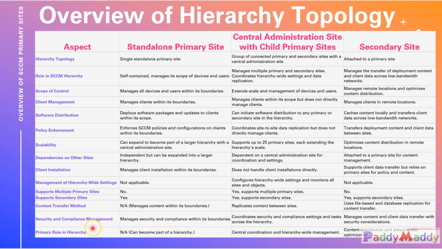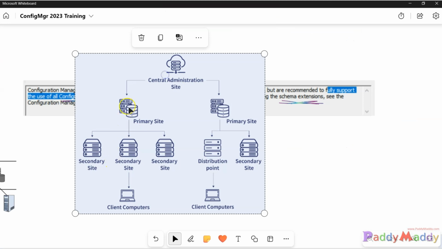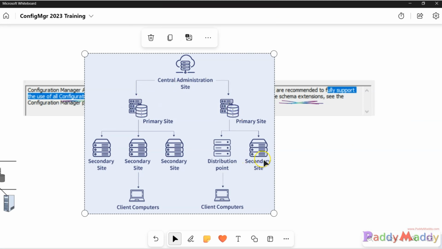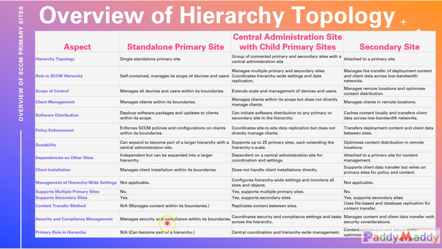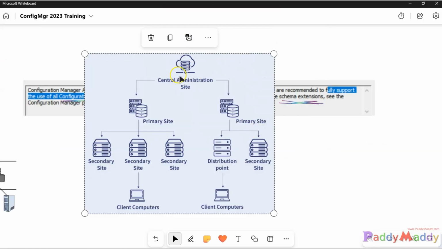And for the primary role within the three different types of sites, I would say a standalone primary can be part of your hierarchy, meaning you could extend it as part of the hierarchy, because when I mention hierarchy it means more than this kind of design, actually CAS and these primaries, more than one site. So when we talk about the standalone, there's no hierarchy. But when we talk about the CAS, yes, it is going to coordinate, it is going to do the complete central site administration.